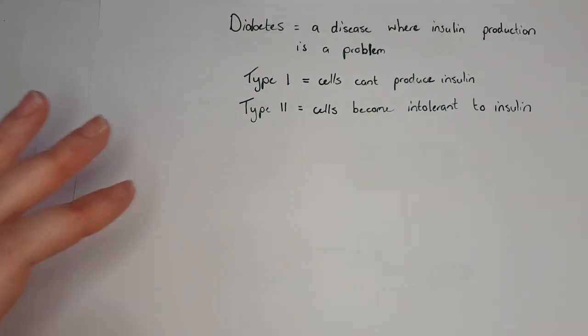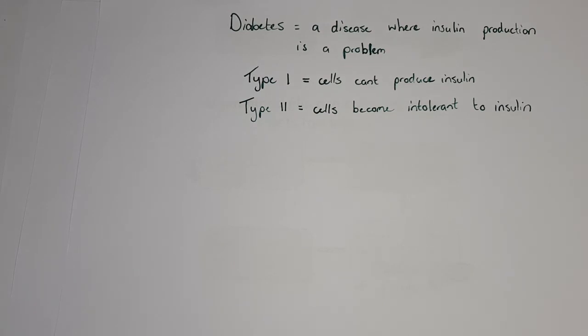So diabetes is a disease where the insulin production is a problem. Could be type 1 diabetes, which means that the pancreas, either the cells can't produce insulin anymore, they may have been attacked by your immune system, or something has occurred where the cells in the pancreas can't make insulin. And then that person that has diabetes would need to take insulin every time they eat a meal in order to maintain those blood sugar concentrations.